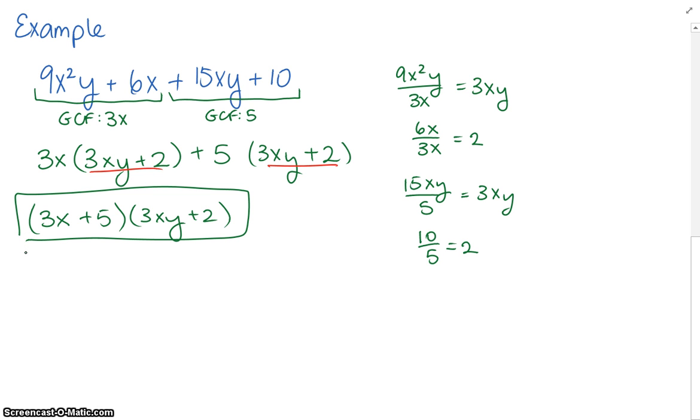Now, if you were given this polynomial, and let's say we actually rearranged it so it's in descending order, 9x squared y plus 15xy plus 6x plus 10.